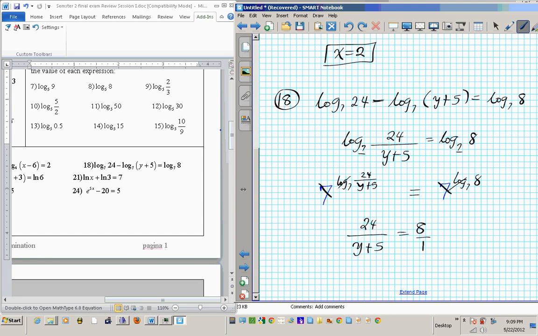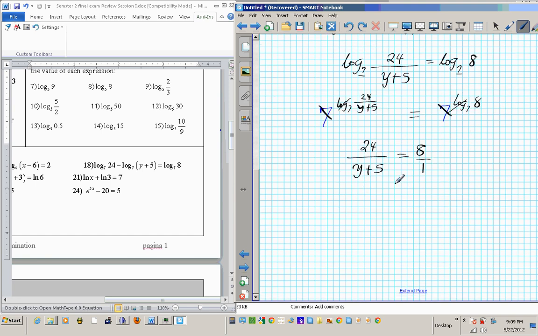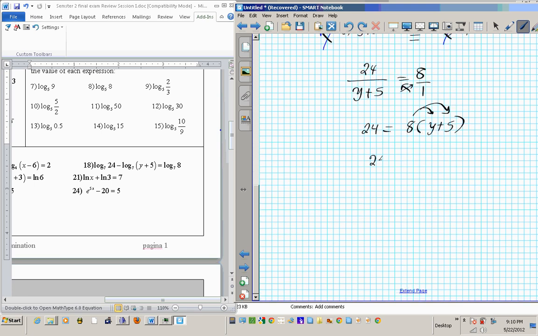I can just write 8 over 1 so I have a fraction on both sides. To do this, I can cross multiply, or multiply both sides by y plus 5. So just cross multiply, bottom to top, bottom to top. So I'm going to have 24 equals 8 times y plus 5. Alright? So I'll distribute this 8 to both terms on the right side, and I'll have 24 equals 8y plus 40. To get y by itself, I subtract 40 from both sides and divide by 8.